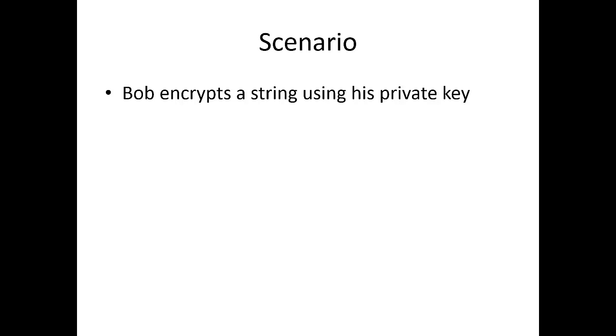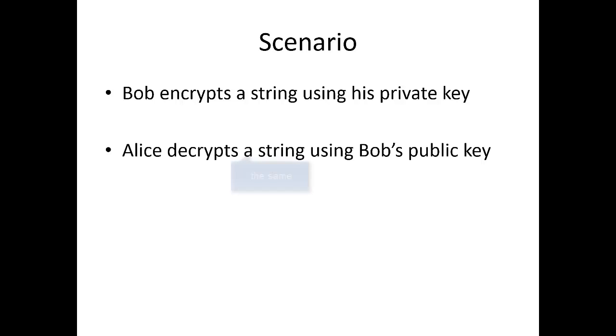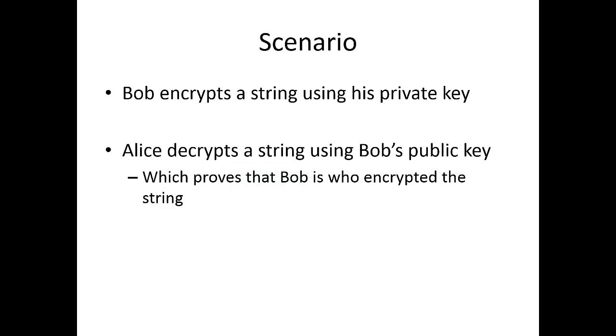To give you a scenario, let's say Bob encrypts a string using his private key, and then Alice decrypts that string using Bob's public key, which proves that Bob is who actually encrypted the string, as long as we can ensure that Bob is the only one who has access to that private key. And this is basically the concept behind this thing called the digital signature, although it involves a little more than just encrypting and decrypting a string.